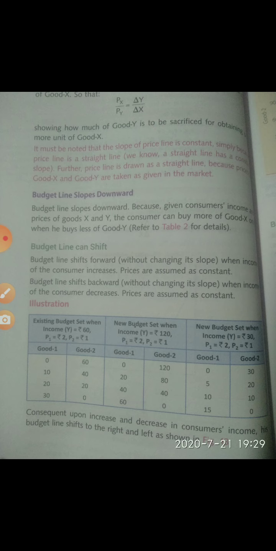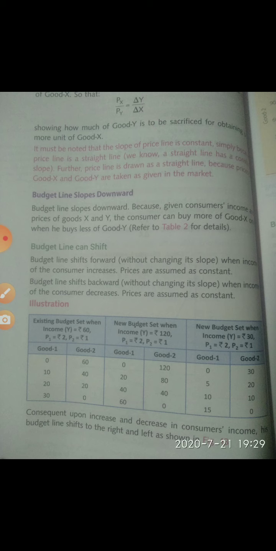Earlier his income was rupees 60. He has these combinations. When his income increases to rupees 120, that means he is able to spend double of it, isn't it? So you can see the new budget set when the income is reduced to rupees 30. Again, it will have an impact on the purchasing power of the consumer.